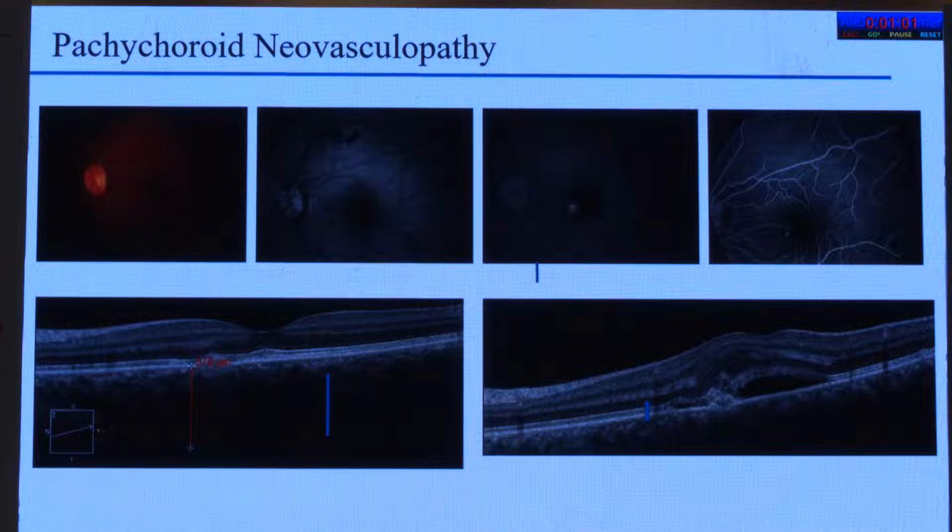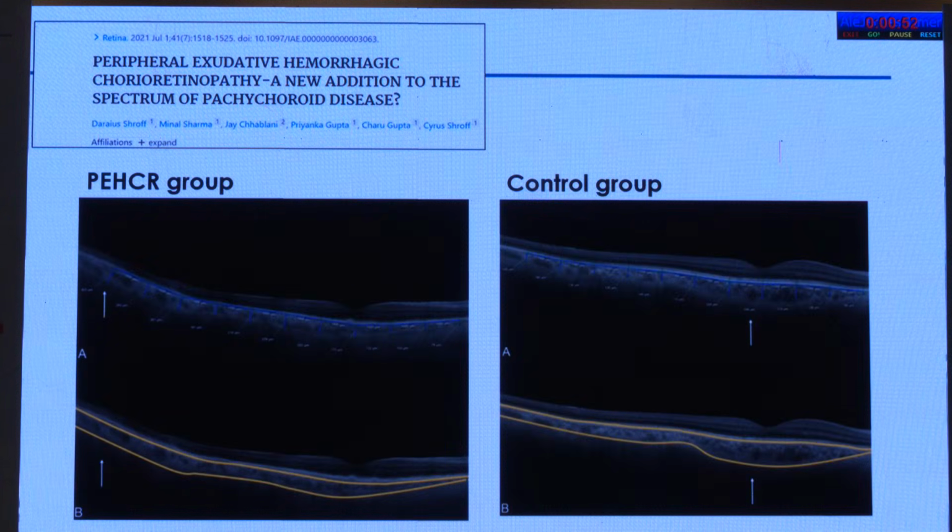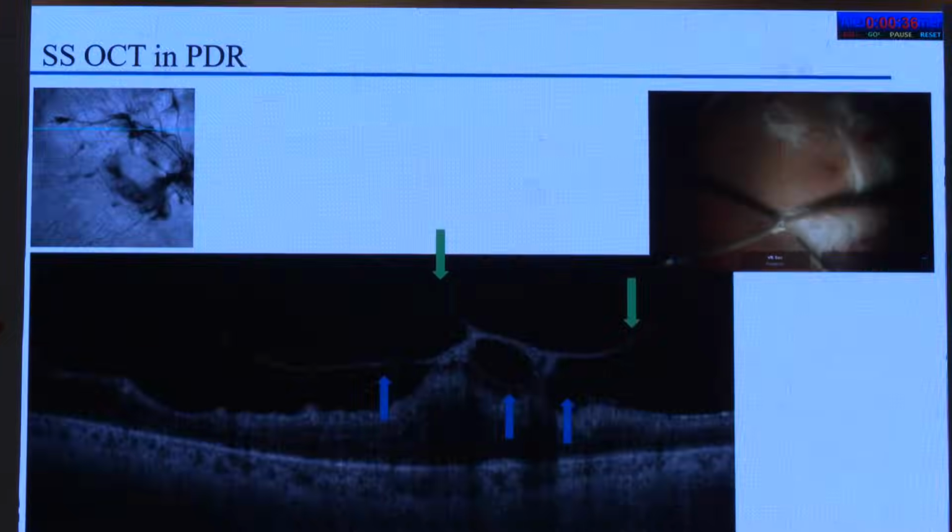So how about wide field choroidal imaging? I think pachychoroid neovasculopathy is a disease which has been defined by OCTA, and it gets resolved very well with anti-VEGF monotherapy. PHCR, this is a study which was done by our group, especially Dr. Darius and Dr. Meenal, where a normal choroid will be thicker sub-foveally, whereas in PHCR you could see the choroid to be thicker at the place of the lesion. So basically PHCR now is a part of pachychoroid.